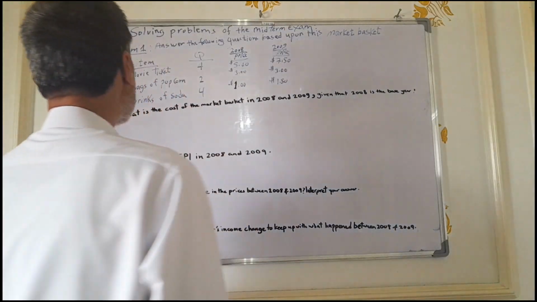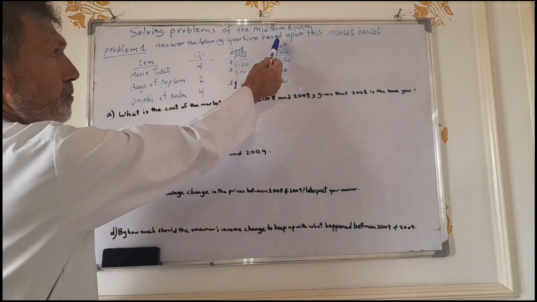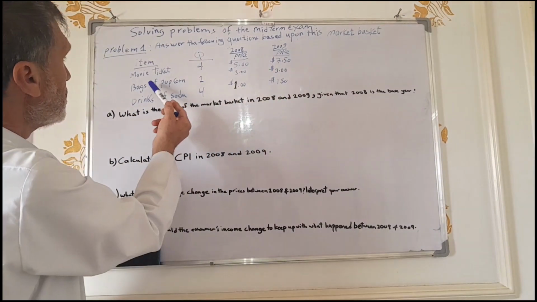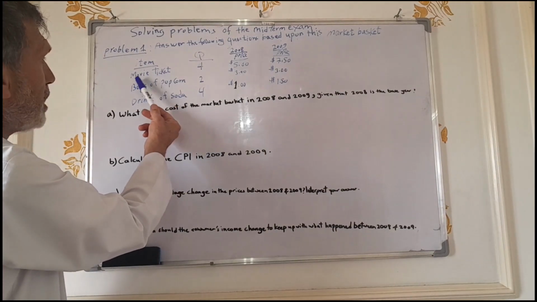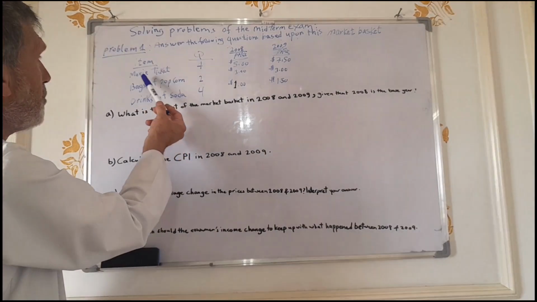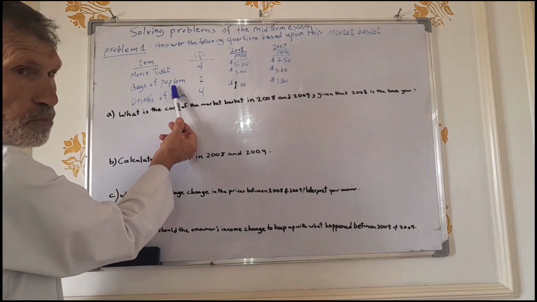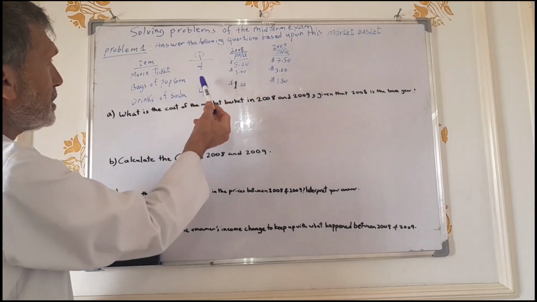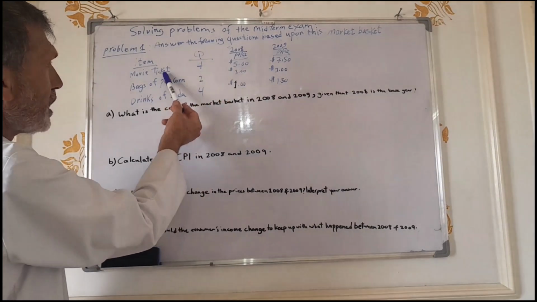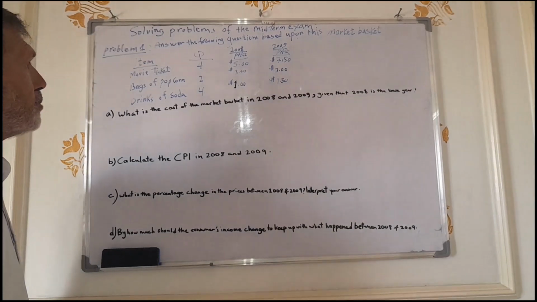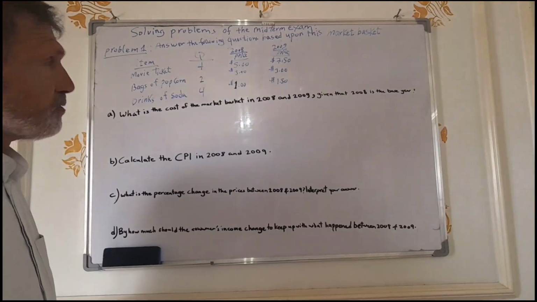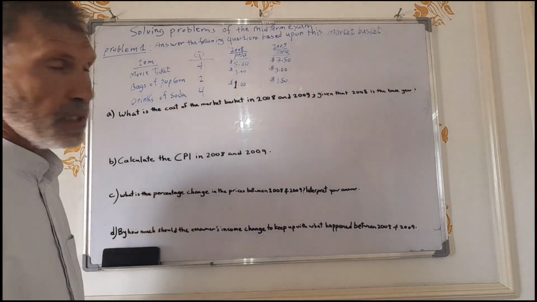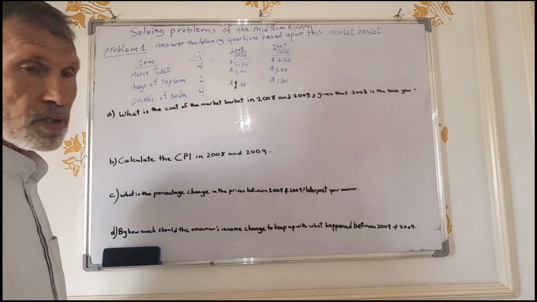The question says, answer the following questions based upon this market basket. As you can see, this market basket consists of 3 goods, namely movie tickets, bags of popcorn, and drinks of soda. The quantities are 4 movie tickets, that is, you can consume 4 movie tickets per month or per year, whatever. You consume 2 bags of popcorn, and you consume 4 drinks or 4 bottles of soda.